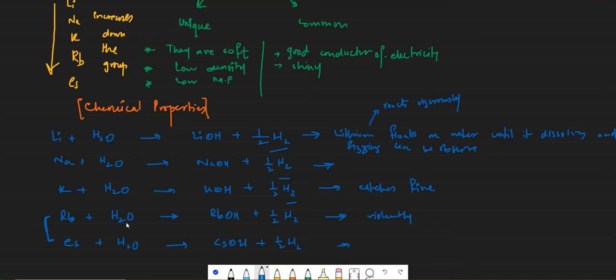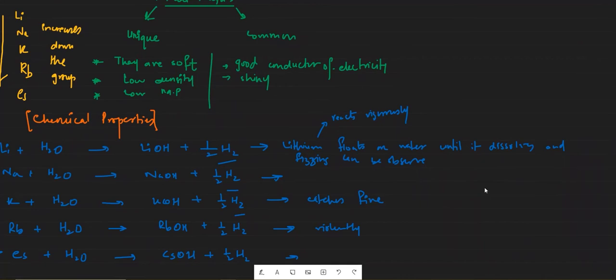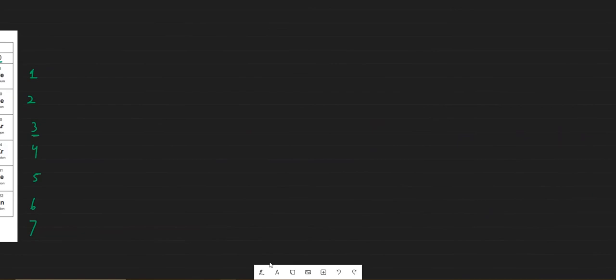Okay, so that was the chemical properties of alkali metals. Just need to know how all of them react with water to form their respective hydroxide and half a mole of hydrogen, and you need to know the observations. That is, when they react, how do they look, or how do they behave, which is visible to the eye.